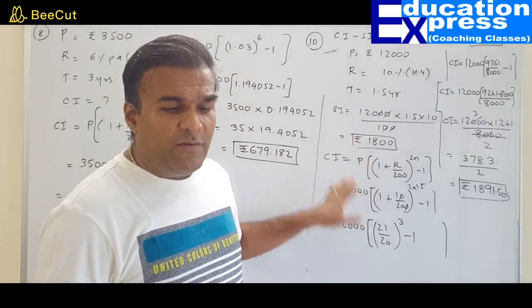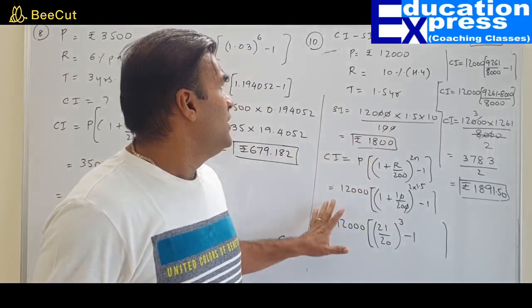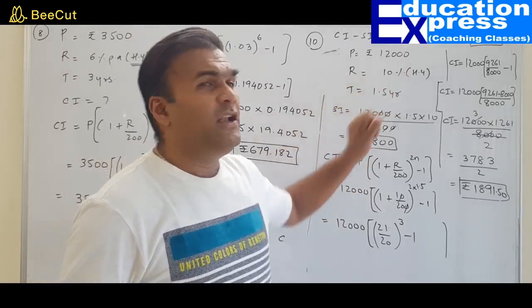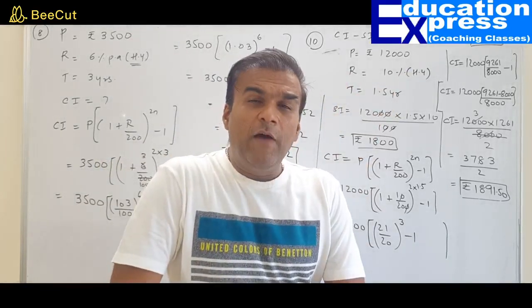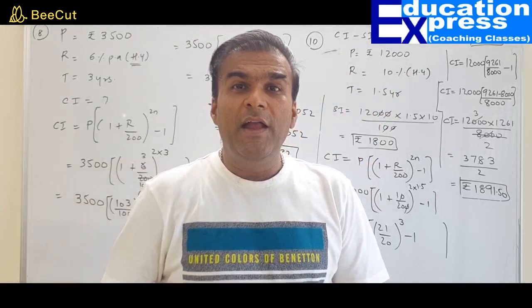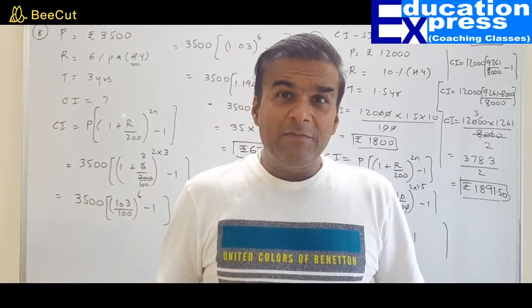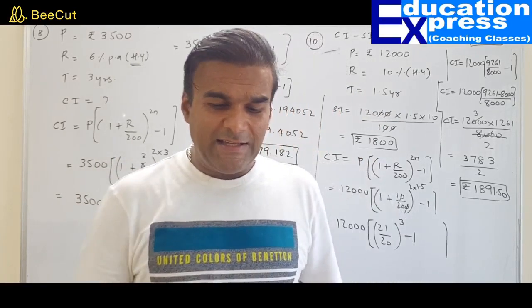Again, the only difference between question number 9 and 10 was that in question number 10 they had given that we have to find the compound interest which was compounded half yearly. With this, my dear friends, your 3C exercise comes to an end.